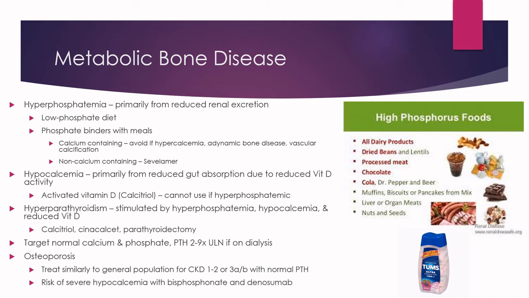The target is to achieve normal calcium and phosphate for metabolic bone disease. PTH targets in patients who are pre-dialysis is not entirely clear, but for patients that are on dialysis, the general target is for a PTH 2 to 9 times the upper limit of normal. When it comes to treating osteoporosis, it's recommended that CKD patients with stage 1 or 2, as well as stage 3A or B with normal PTH are treated similarly to the general population. However, therapies need to be monitored as there is a risk of severe hypocalcemia with bisphosphonates and denosumab.